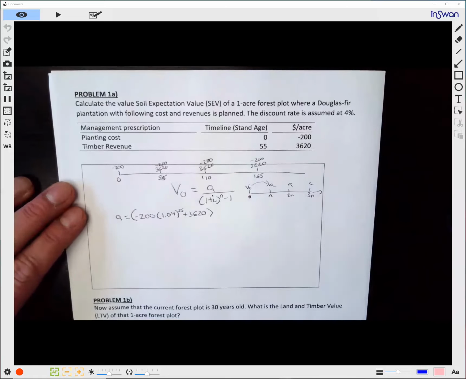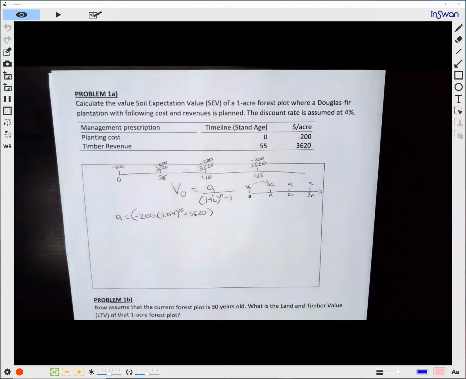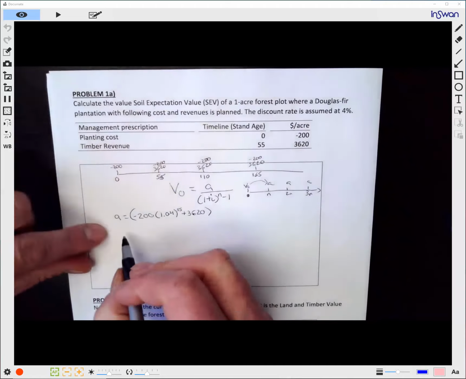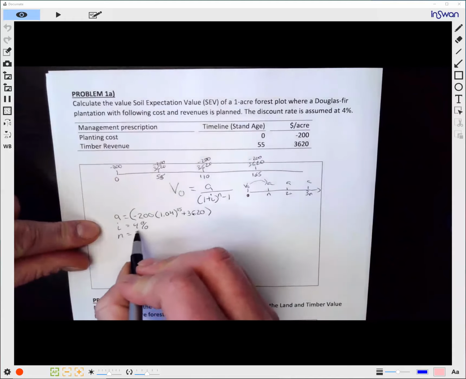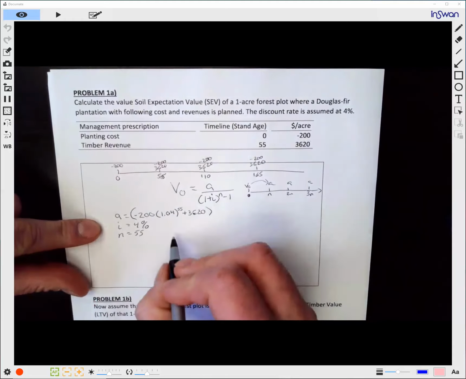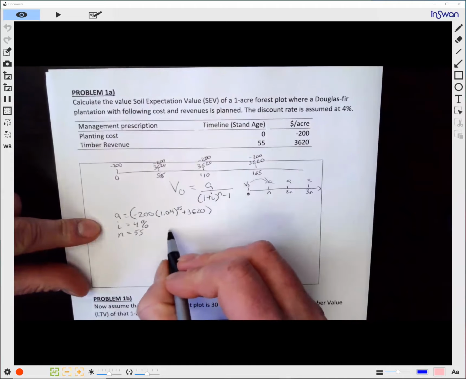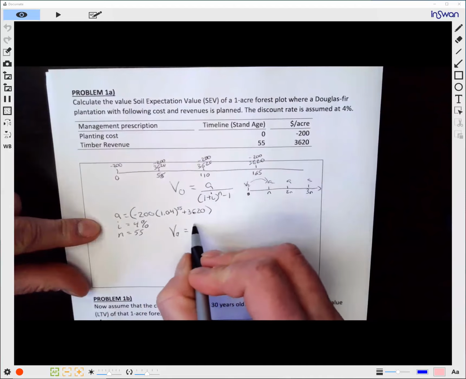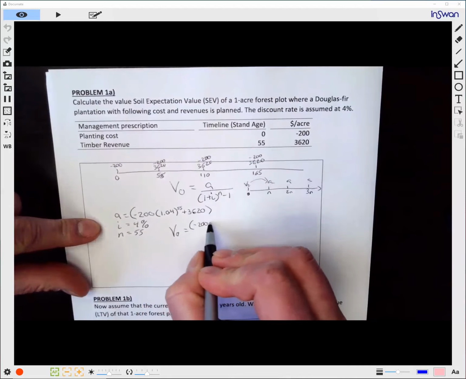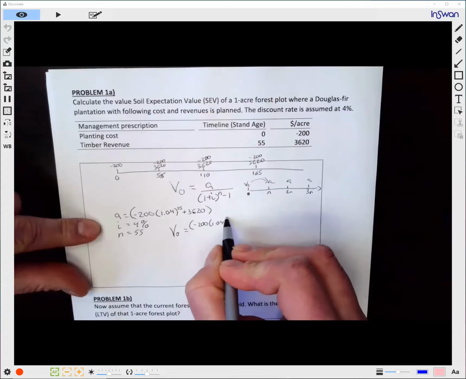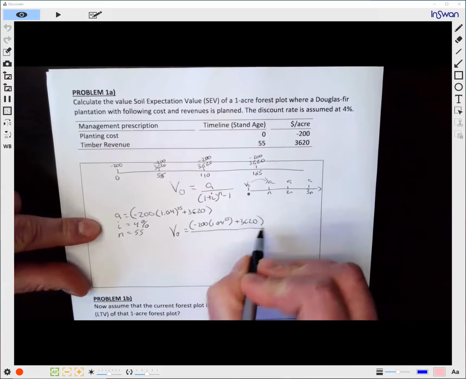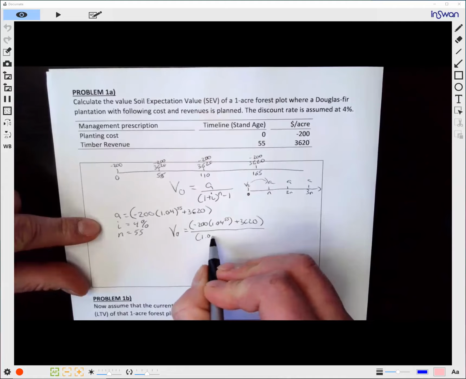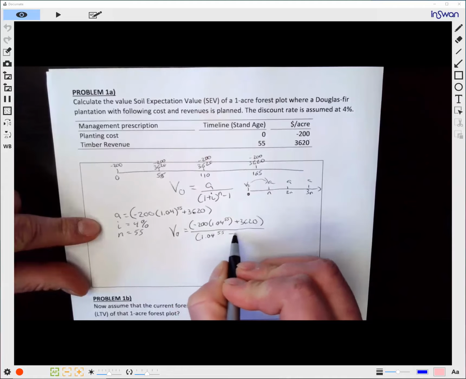I can do it many different ways. A lot of times when we're talking about these systematic things, people want to see the value of one of those systematic loops. If that's my A, there's my i, 4%, and my n of 55. In this case, the soil expectation value, or this V0, would be V0 equals, and here I'll just write my A out, 200 times 1.04 to the 55 plus 3620, over 1.04 to the 55 minus 1.